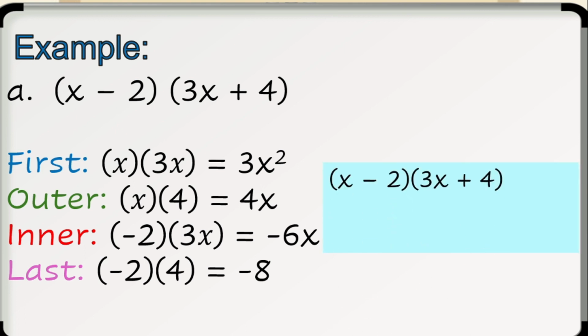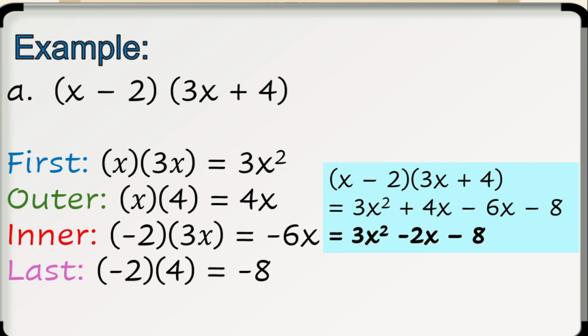Therefore, the quantity of x minus 2 times the quantity of 3x plus 4 is equal to 3x squared plus 4x minus 6x minus 8. Combining like terms, we have 3x squared minus 2x minus 8.